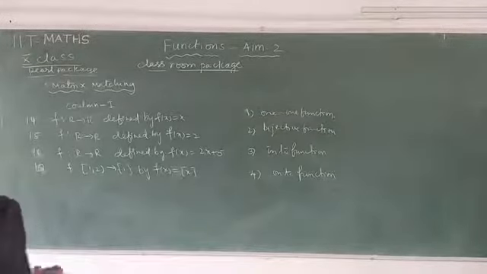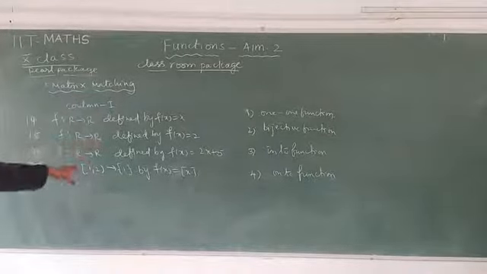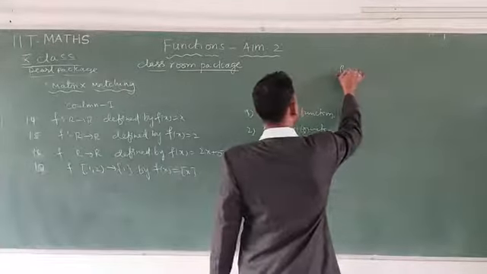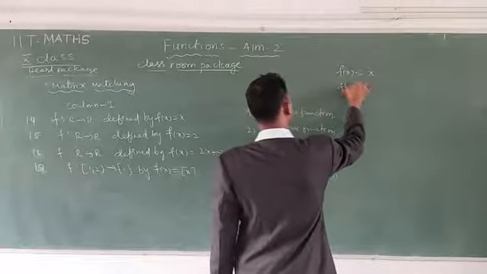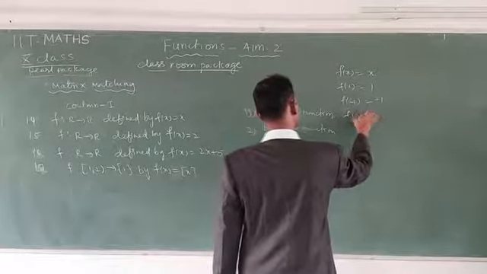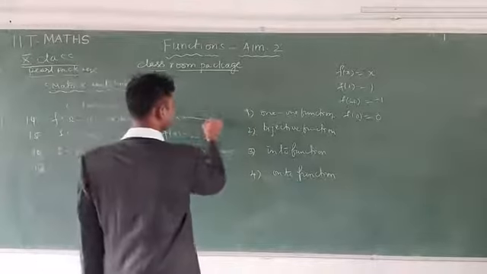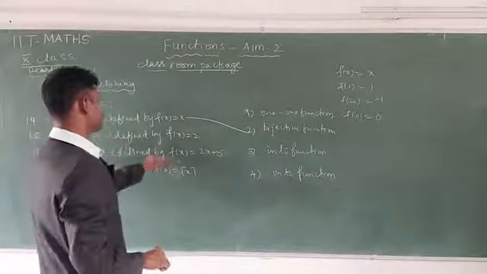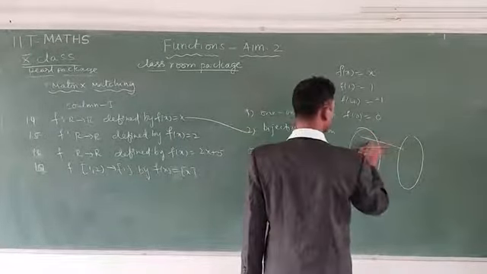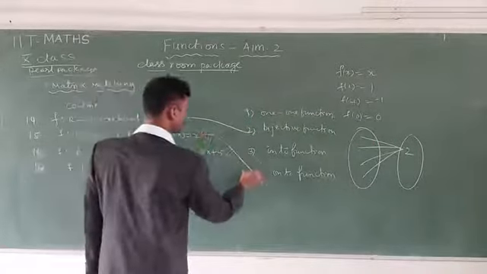Okay, this is the last question from this aim, a matrix matching type question. f is a mapping from R to R defined by f(x) equal to x. Then f(1) is 1, f(-1) is also -1, f(0) is also 0. This is a bijective function. Next, f(x) equal to a constant means you can take any element, and all elements are mapped to only one element. That's why this is an into function.